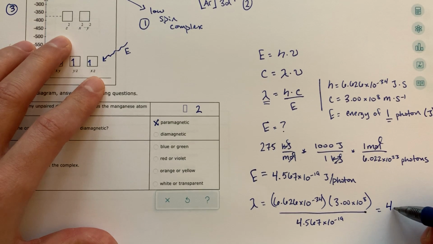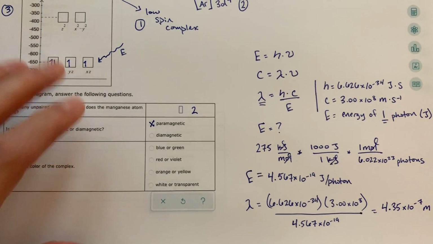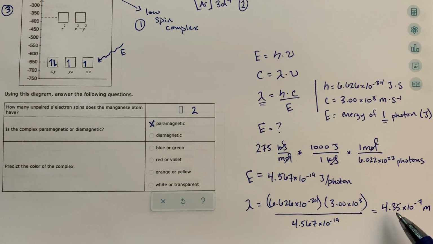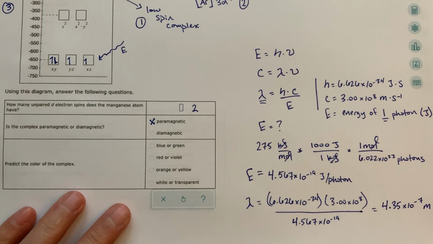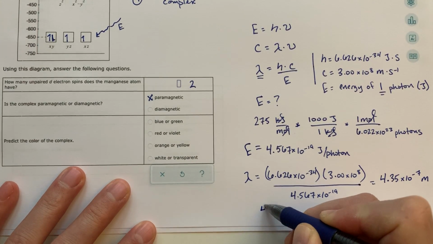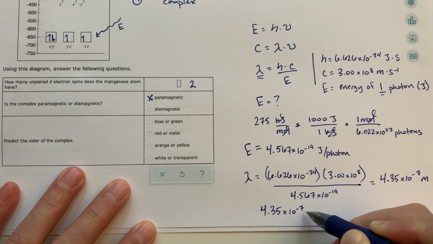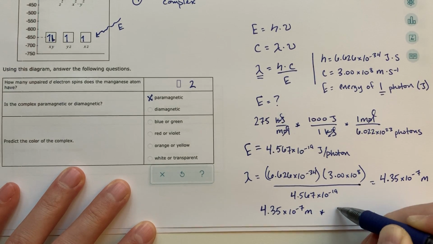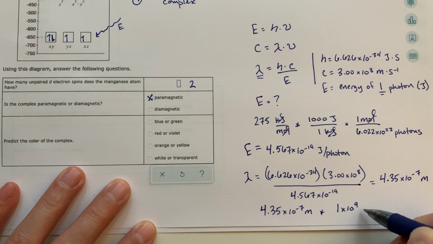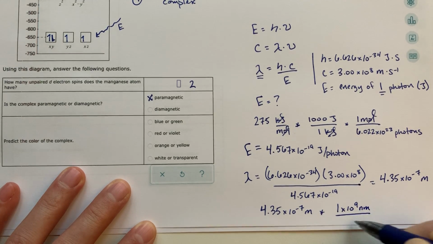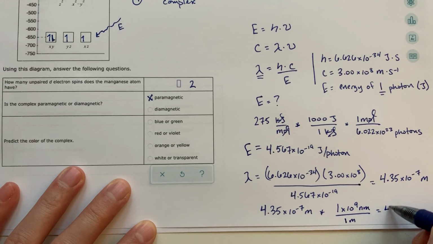And we get an answer of 4.35 times 10 to the minus 7th meters. So that's, again, very important. Now we basically just need to convert this from meters into nanometers. So we'll do that right down here. 4.35 times 10 to the minus 7th meters times 1 times 10 to the 9th nanometers. This is just the conversion factor for meters to nanometers, equals 435 nanometers.